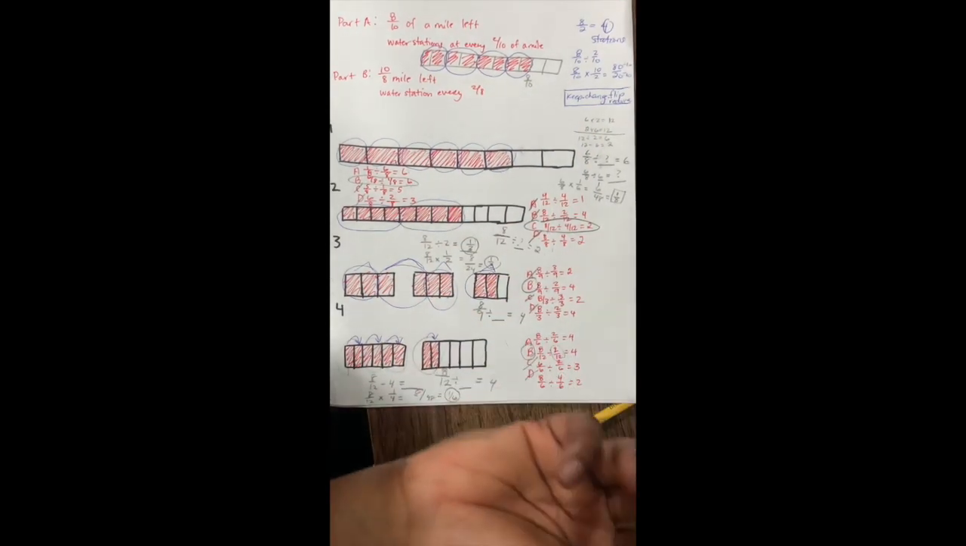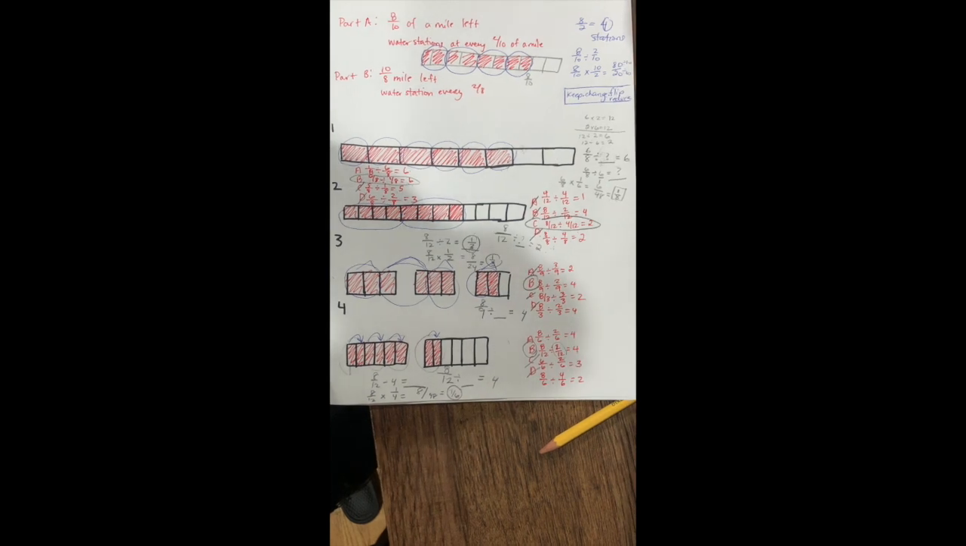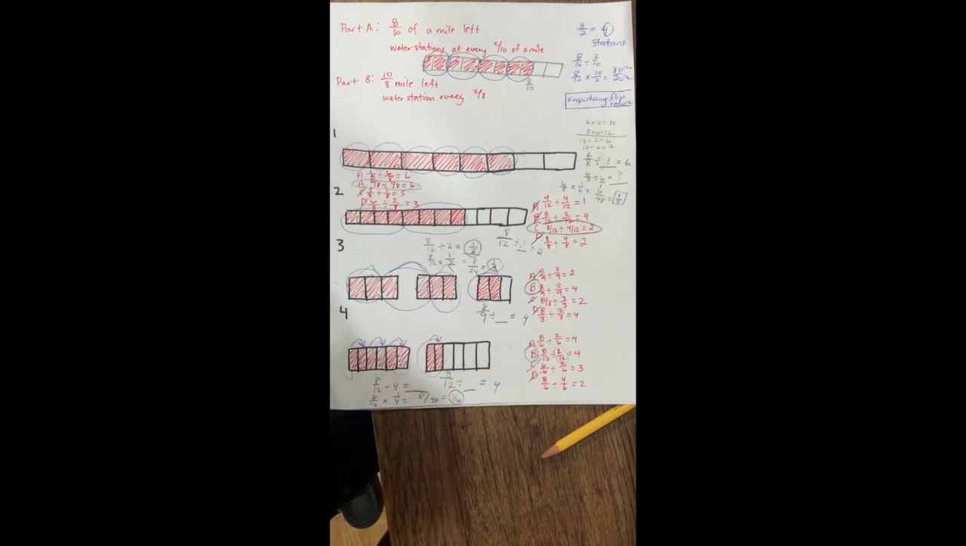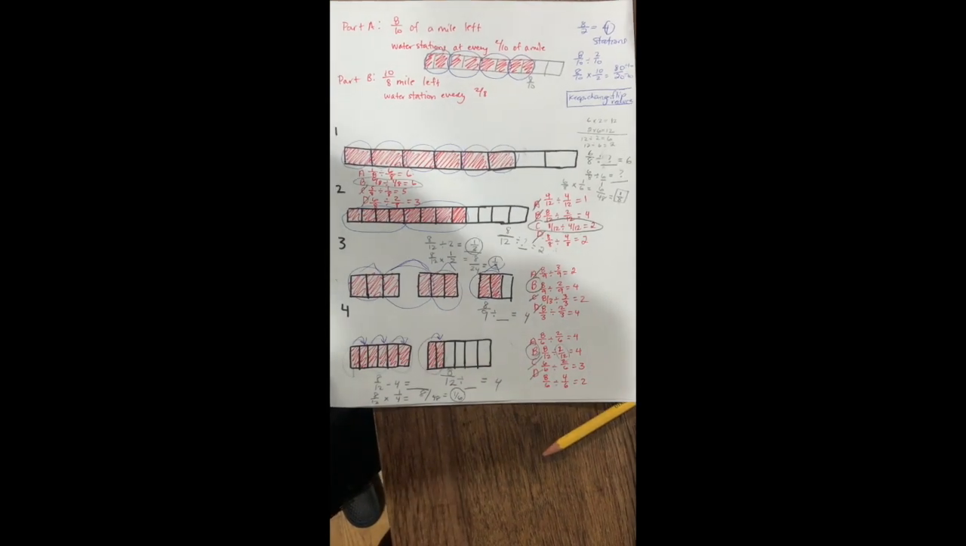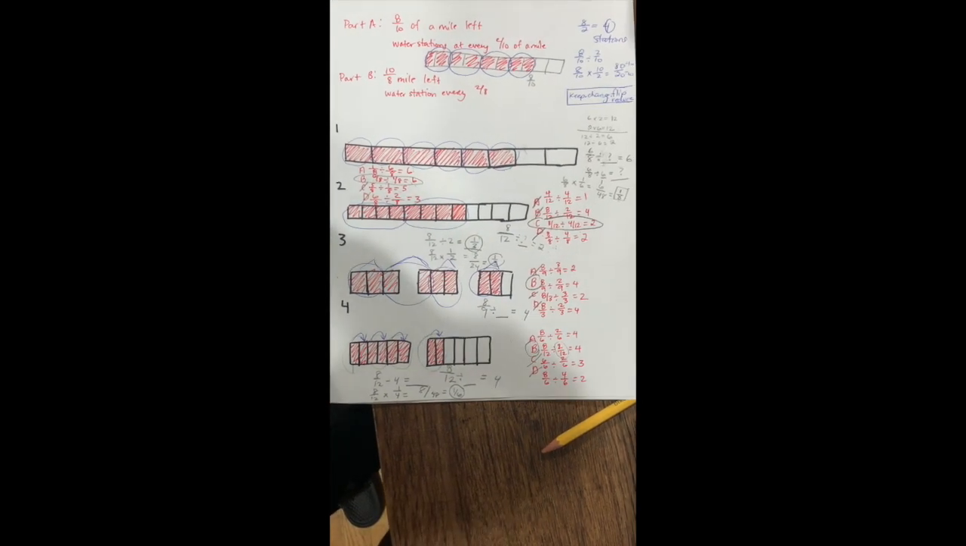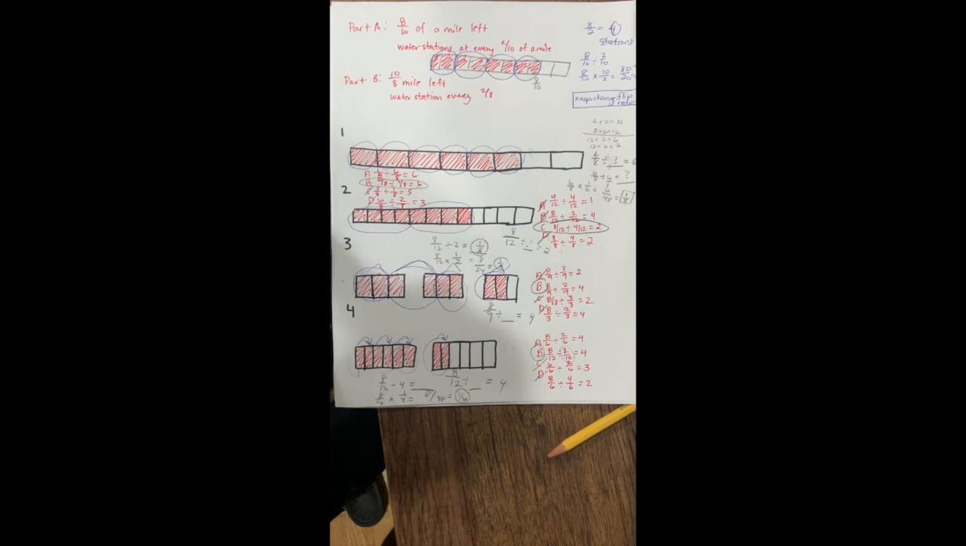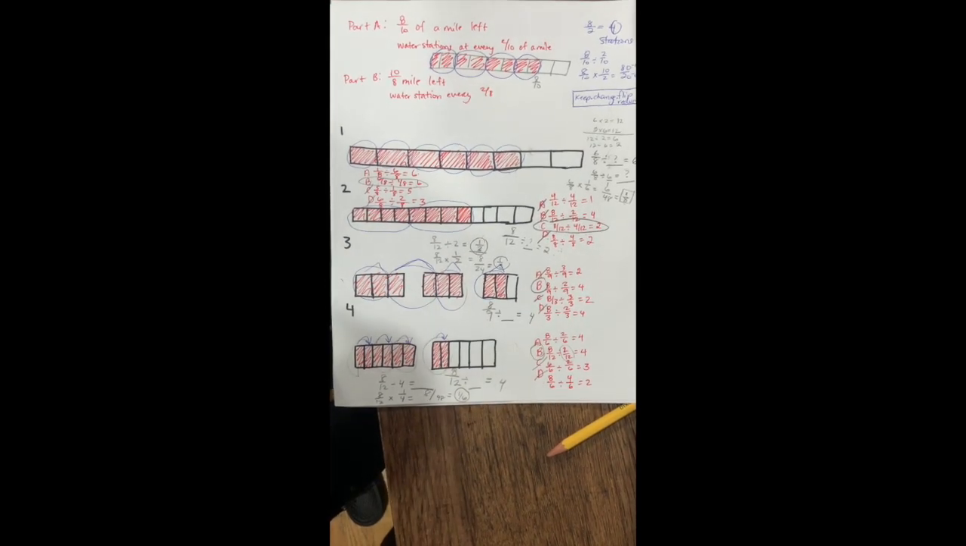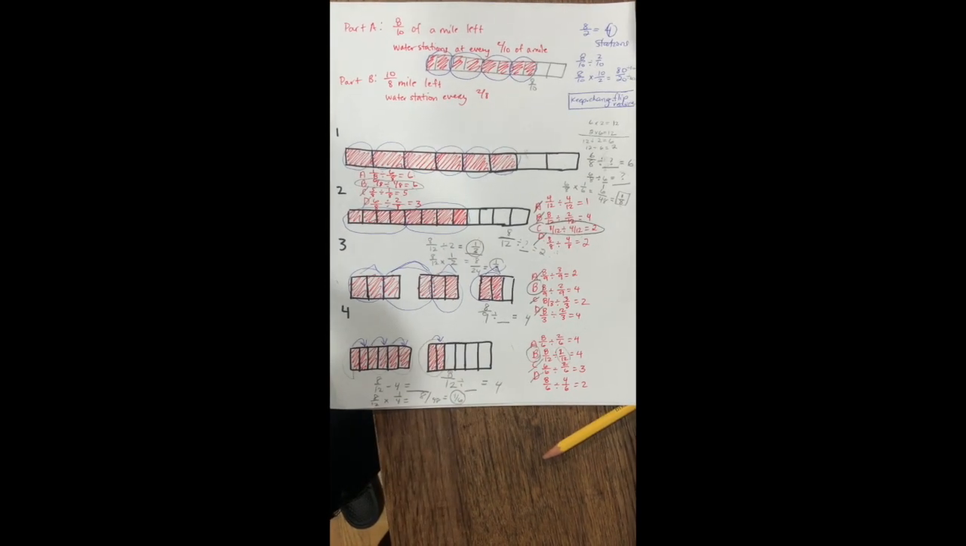Moving on, part B says, Nehemiah is running a different race. He is 10/8 of a mile from the finish line. The water stations are located every 2/8 mile. How many stations will he pass on the way to the finish? I'm not going to draw a picture for this one. I'm just going to do the division.